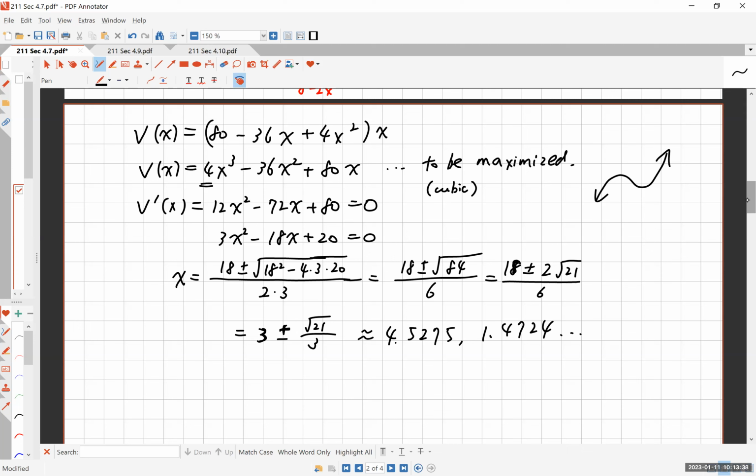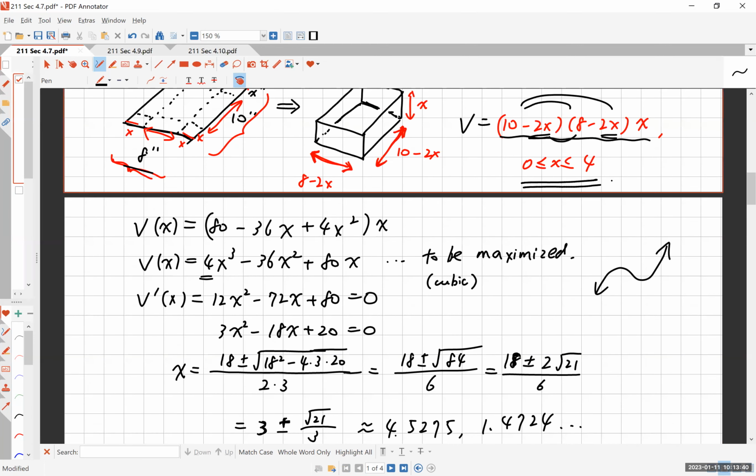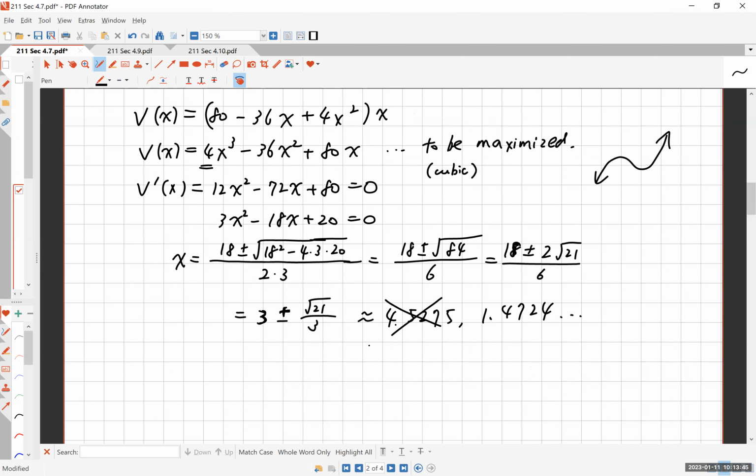Well, we said x needs to be between 0 and 4. So we actually don't need this. All right. And the function looks like this, right? Or it should look like this. And so this must be where the first solution is. And this must be where the second solution is, the bigger solution, because it's bigger to the right. And so the function is probably going to be something like this.